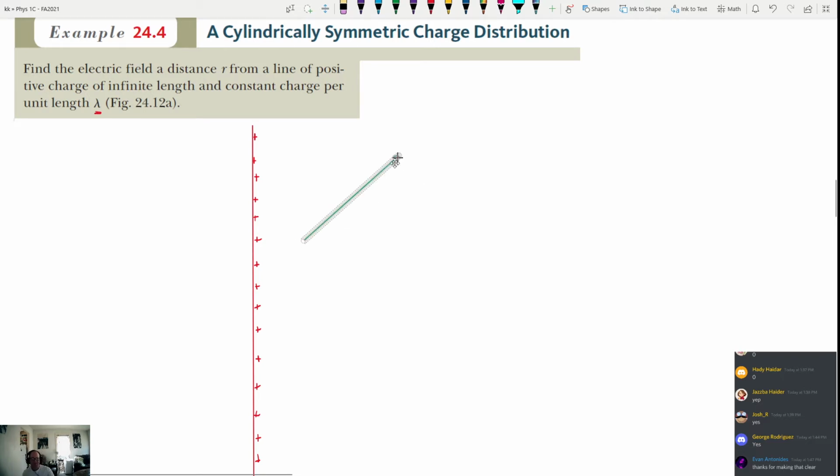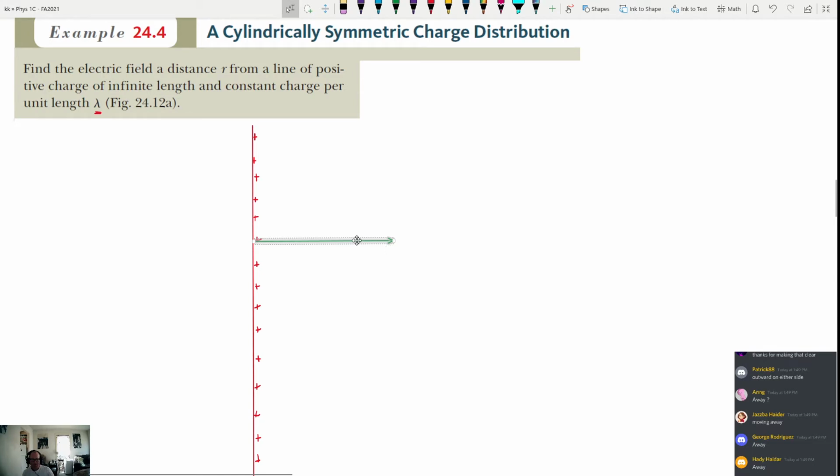Should I draw my electric field lines pointing like this? Should I draw them pointing away like this? Should I draw them pointing towards it? Okay, pointing away, and you say that because you know that this is a positively charged object, right? So that means that the electric field lines should point away from positive charges. So let's draw some field lines in here.